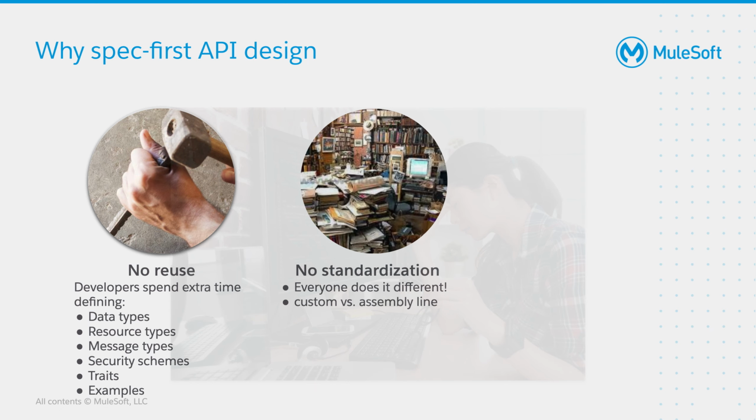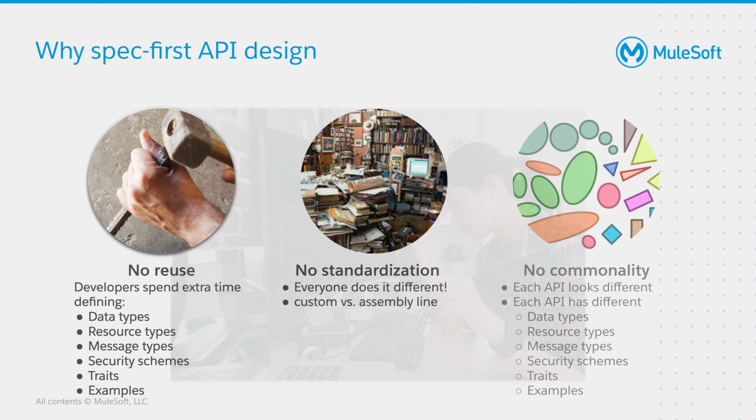There's no standardization. Again, everybody's doing their own thing, so everyone does it different. It's not anything intentional, it's just that's the nature of people. They do it the way they know, and therefore everyone does it differently. And so it's all custom code, custom work that's done versus some sort of assembly line where we could do these things quickly. And then on the consumer side, because everybody's doing it differently, there's no commonality. Each API looks different, so I have to go and figure out what an API does before I can actually use it. And that's because each one used their own different data types and so on, as we've talked about before.